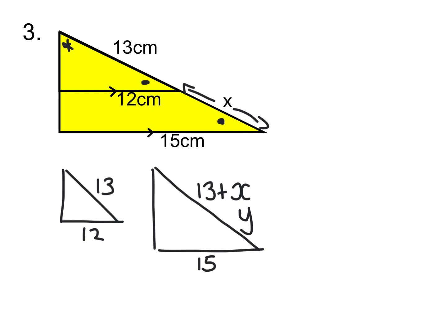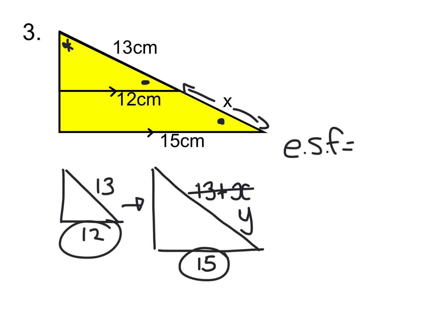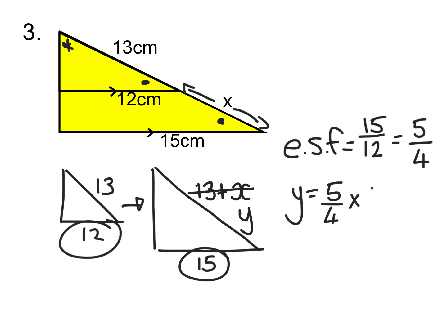So we're going to just forget the 13 plus X for now. I'm just going to call that missing side Y. So this is an enlargement. So my enlargement scale factor will be the big over small, so 15 over 12, which using the 3 times table simplifies down to 5 over 4. So Y would be my scale factor 5 over 4 times 13. Now I'm going to have to go to my calculator for this one and do 5 divided by 4 and times by 13.